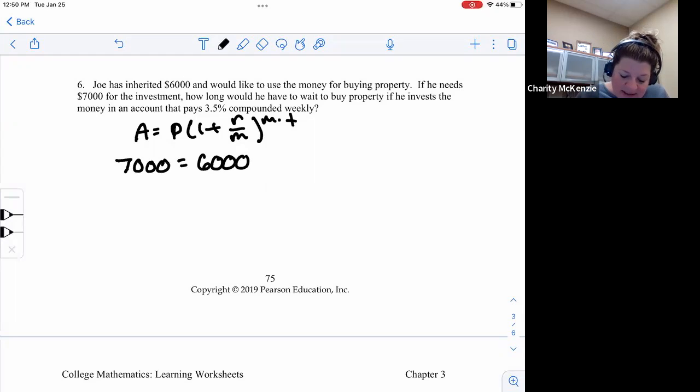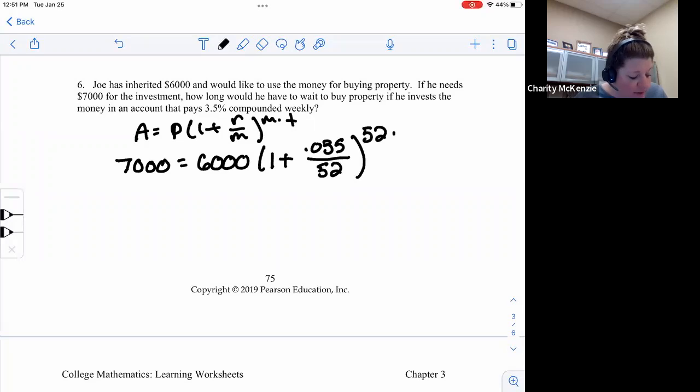So 6,000 is what we have now, and 7,000 is that future goal. That's our A. And then we know 1 plus our rate is 0.035, compounded weekly, there are 52 weeks in a year, to the power of 52 times, oh, we don't know. That's our point. I'm going to use a capital T, otherwise it looks like a plus sign, especially when I'm writing with my Apple pen.